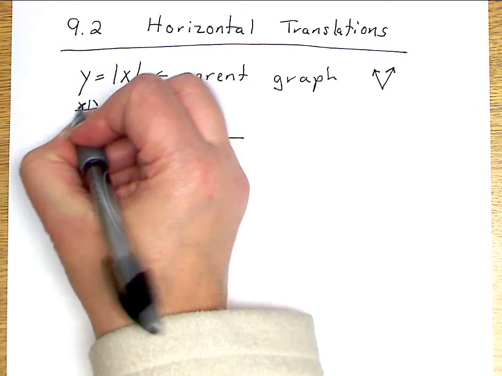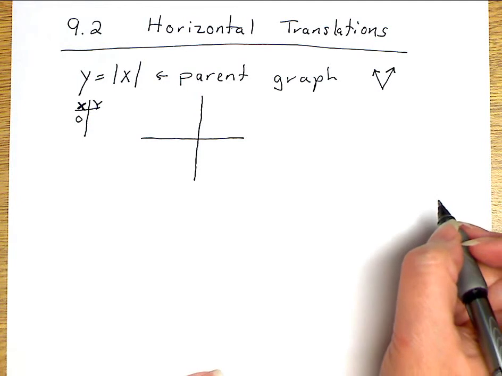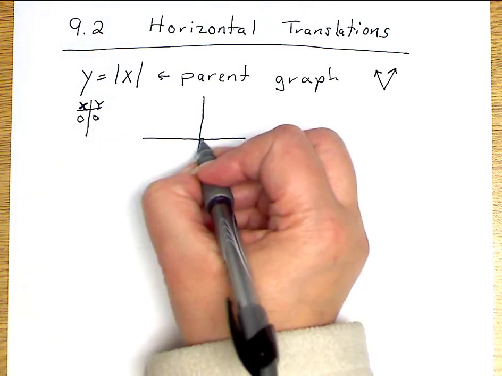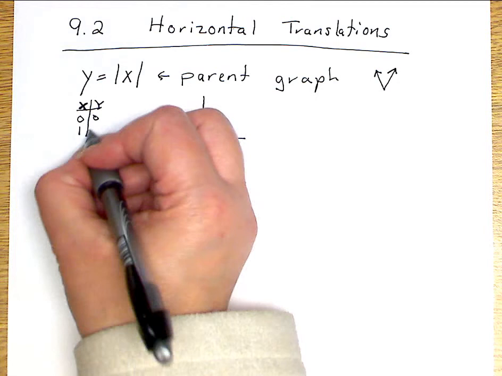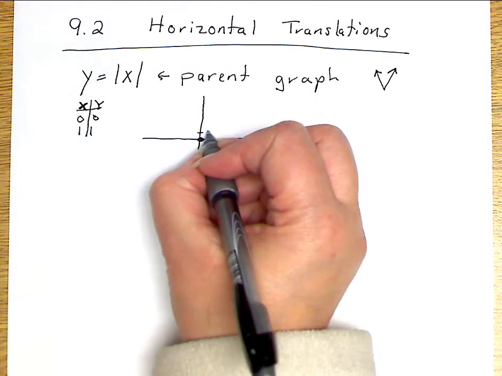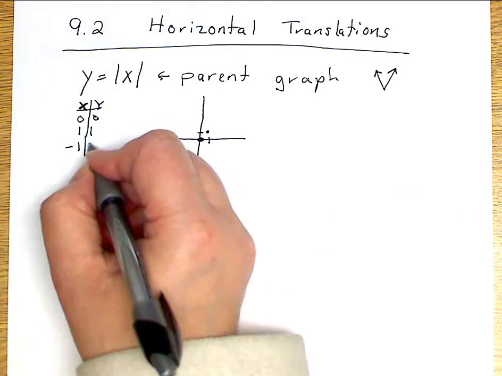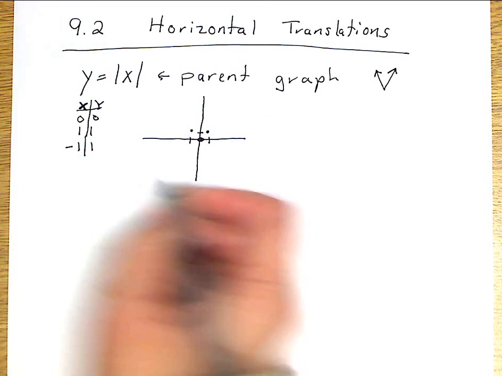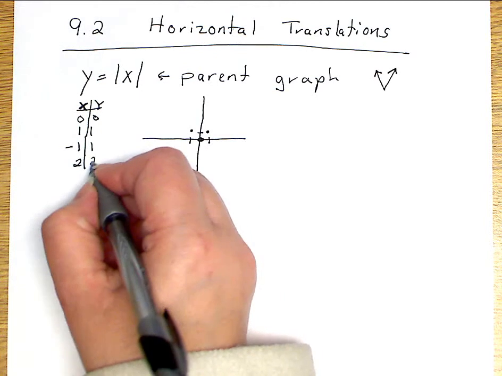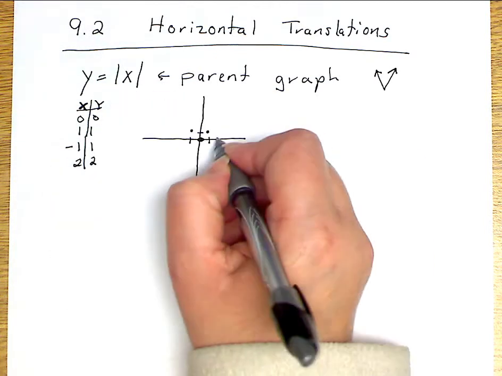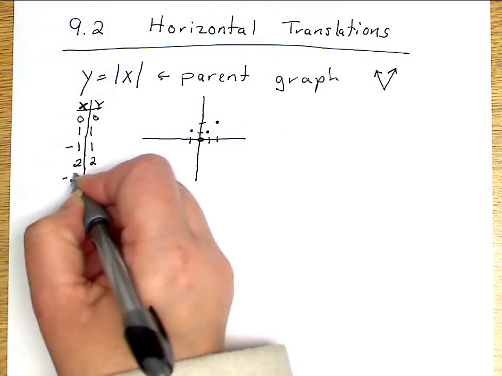XY. When x is 0, what is y? 0. So we know 0, 0. When x is 1, y is also 1. So we're going to go over 1 and up 1. We have a point there. When x is negative 1, what is y? 1, positive 1. What about if x is 2? Positive 2, because absolute value means the positive of the number. So it's going to be 2, 2. What about negative 2? Positive 2.